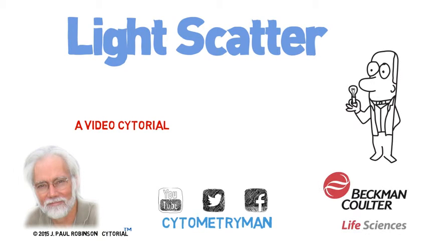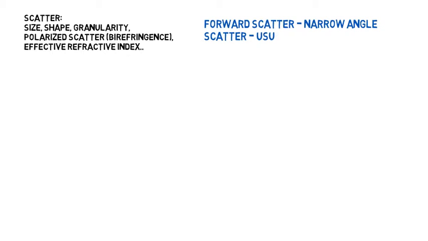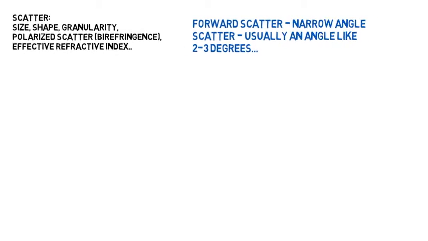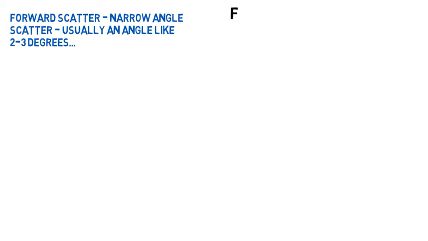We're going to discuss light scatter and what it means in flow cytometry. There are many aspects to light scatter, and several terms we use are related to light scatter properties. For example, you might hear terms like size, shape, granularity, complexity, birefringence, and refractive index, all of which are related to light scatter. First, let's talk about forward angle scatter, which is also called narrow angle or FALS, F-A-L-S.